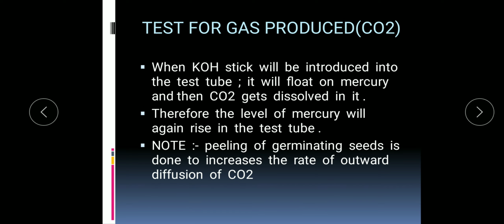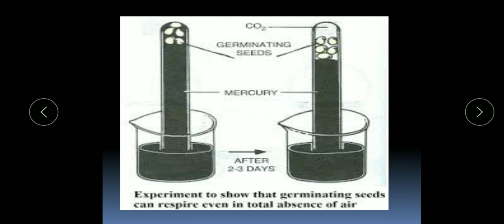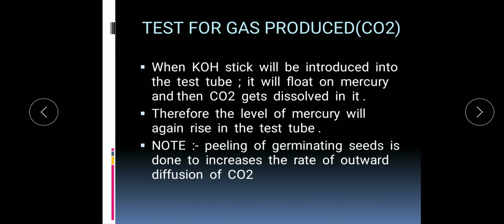Okay, then what is the test for the gas produced in this experiment? What will we do in the test? Already we have seen that a KOH stick will be introduced, carbon dioxide will get dissolved in the KOH stick, and again there will be a rise in the mercury level back to normal in the test tube. Therefore the level of mercury will again rise in the test tube. Here, why do we need to peel off the germinating seeds? As we peel off the germinating seeds, it will increase the rate of outward diffusion of carbon dioxide.